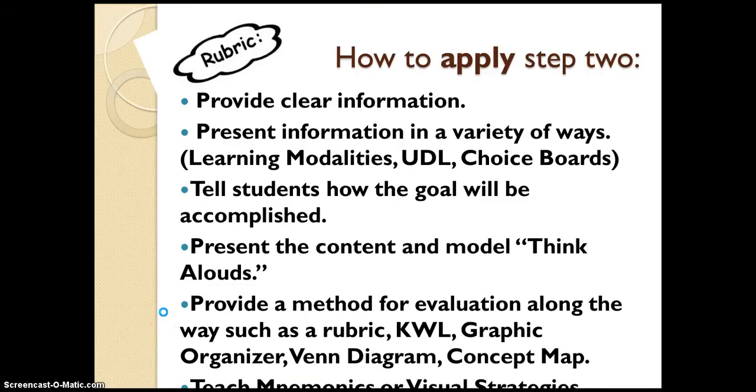So how to apply step 2. We really have to make sure the information's clear and it's presented in a variety of ways. Again, that universal design for learning and those choice boards and learning modalities, those sites that we've been on thus far, they would all fall under this step 2. We have to tell students how the goal is going to be accomplished and think aloud as we're doing it. This video clip will show you exactly what I mean when I'm talking about a think aloud, but most of you as teachers know what a think aloud is. It's really helping them to see the process your brain's making and how you're making connections so that then they can make those same connections.